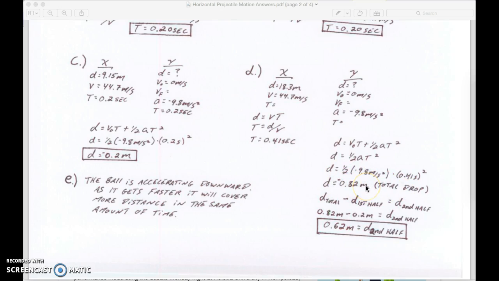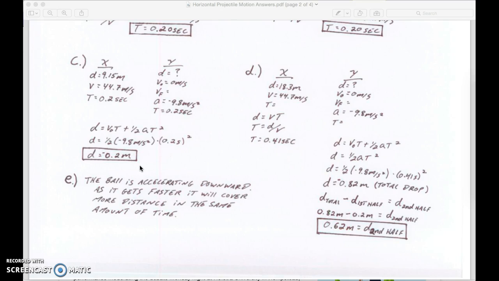Well, now to figure out how far it falls for the second half, I take the total, 0.82 meters, and subtract how far it fell during the first half, which is 0.2 meters, and that gives me how far it must have fallen just during the second half, and that's 0.62 meters. You might be saying, well, why didn't it fall the exact same amount on both sides? And that's actually part E of this question.